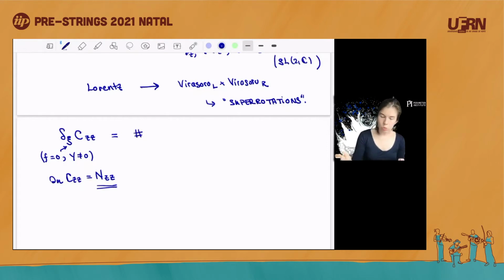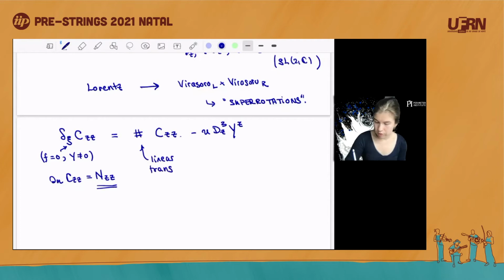But one can work out what the action of the symmetry is on CZZ, and one finds a linear piece. It's in the notes. It's some sort of y-dependent differential operator which acts on CZZ. But more importantly, there is a piece which is a linear shift, an inhomogeneous shift, which just depends on the third derivative with respect to z of yz. So this is a linear transformation, and this is a shift.